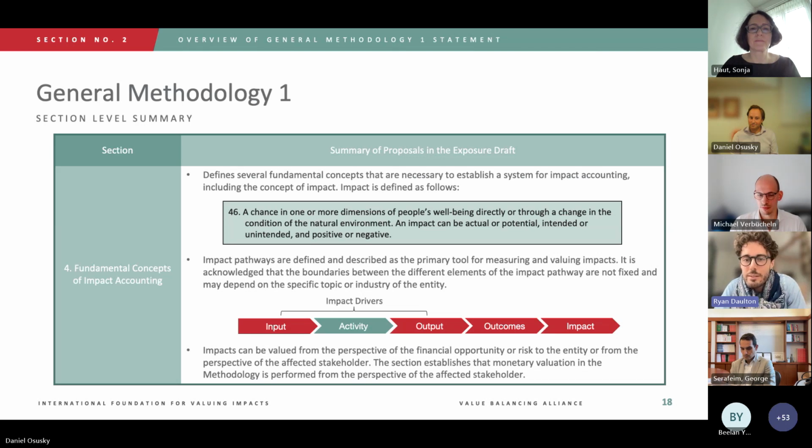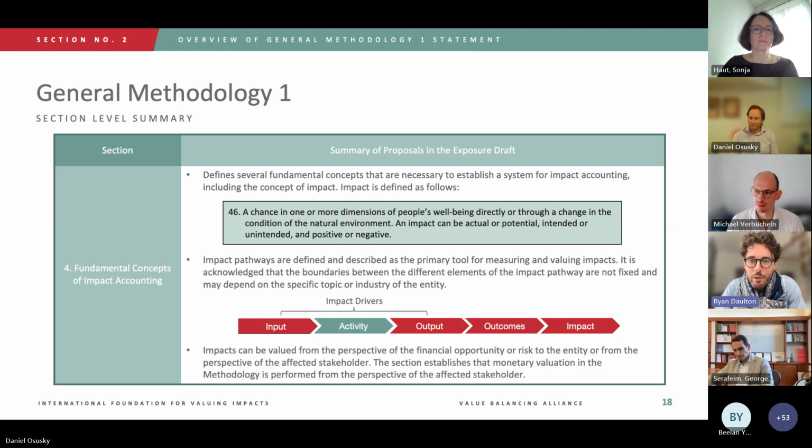The definition here is a change in one or more dimensions of people's well-being directly or through a change in the condition of the natural environment. An impact can be actual or potential, intended or unintended, positive or negative. What I would highlight here is we take the perspective of the well-being of people. So we take an anthropocentric perspective in the methodology.